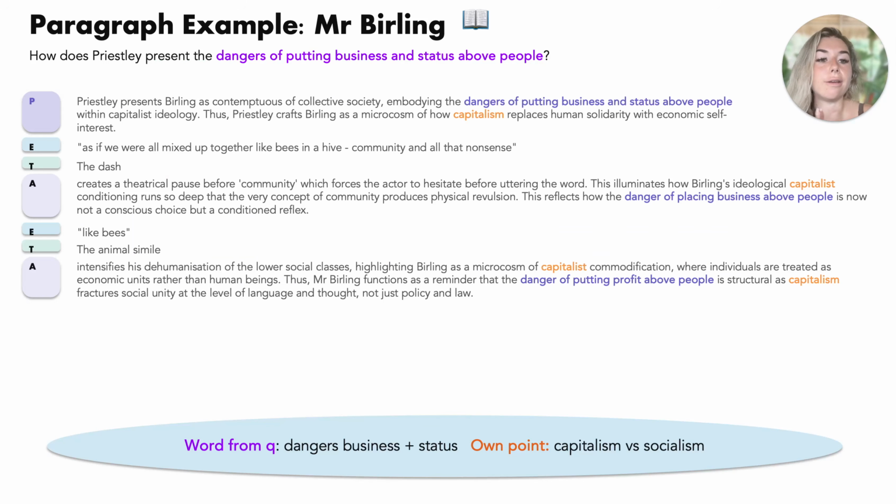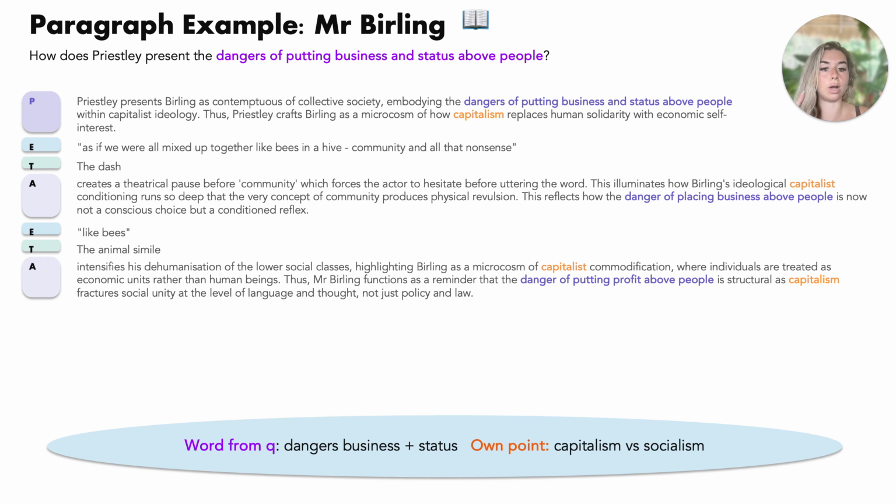For analysis, the effect of the technique is that it intensifies his dehumanization of the lower social classes. That's what the animal simile does, highlighting Berling as a microcosm of capitalist commodification. So a microcosm, remember, is something small representing something larger. He's one small character, but he represents the larger idea that capitalists see people in terms of exchange. Like a commodity, something you could buy or sell. That's how capitalists view people, where individuals are treated as economic units rather than human beings. Thus, Mr. Berling functions as a reminder that the danger of putting profit over people is structural, as capitalism fractures social unity at the level of language and thought, not just policy and law.